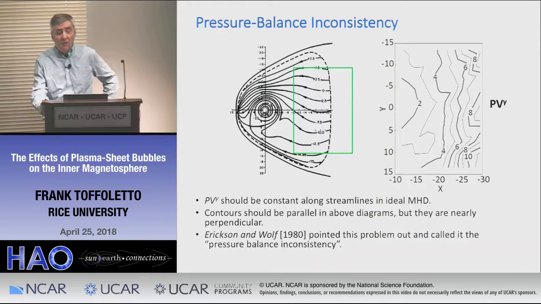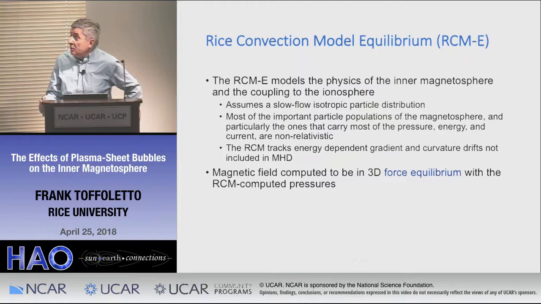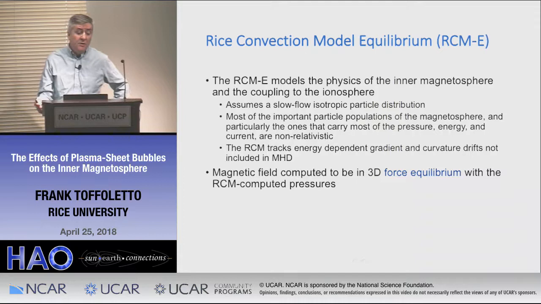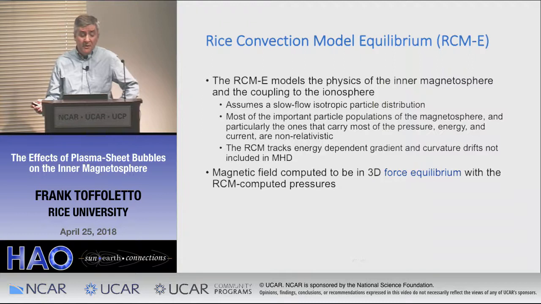The way I'll be talking about it is through a theoretical tool that was developed over the years, the Rice convection model. You've probably heard of the Rice convection model by itself. The Rice convection model equilibrium is a modified version of that. So the RCM-E basically models the inner magnetosphere. It has several assumptions about how it works. It assumes slow flow and an isotropic plasma distribution. It assumes most of the particle populations are kilovolt-type particles that influence the magnetic field and the structure of the inner magnetosphere. And the important drifts of the system, especially in the inner magnetosphere, as I mentioned before, are gradient and curvature drifts.